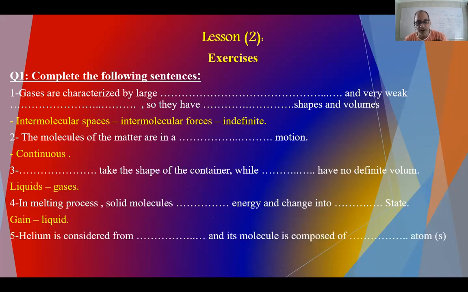Helium is considered from dot, and its molecule is composed of dot. Helium is considered monoatomic because it consists of one atom, and we can also say noble gas or inert gas. Both of them are right. So it's composed of only one atom. Inert gases are all one atom. Let's move to another type of questions.